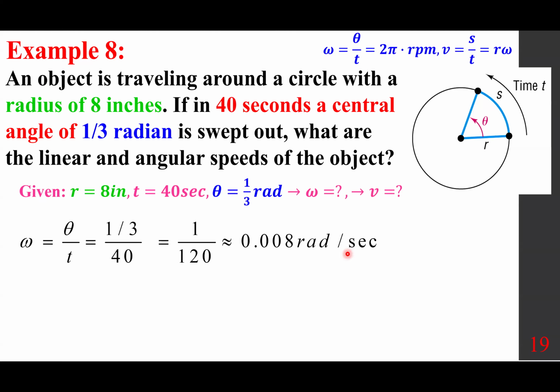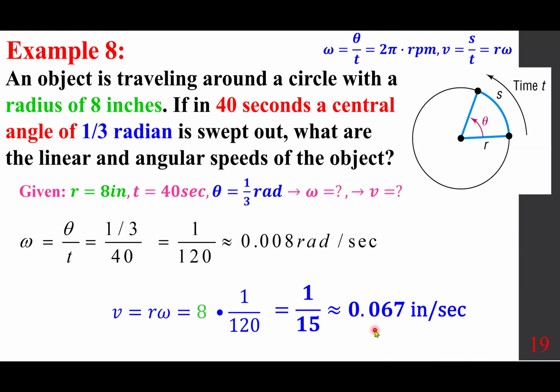What about the linear velocity? V equals R omega. R is 8 times omega. Let's go with this number because we want to go with the exact, 1 over 120. We can get rid of the 8, 120 becomes 15. So this is exact and roughly 0.067 inches per second, because the radius has the units of inches and per second.